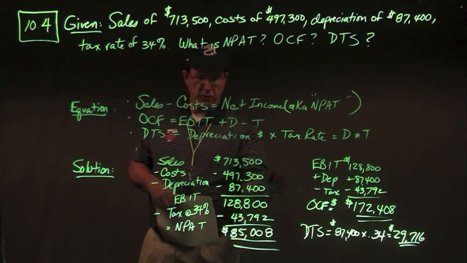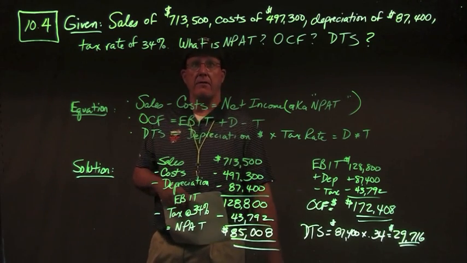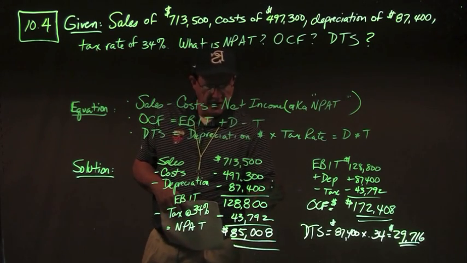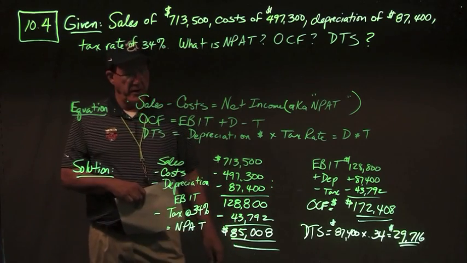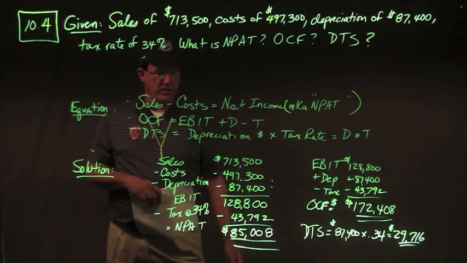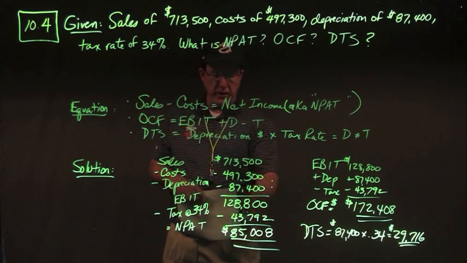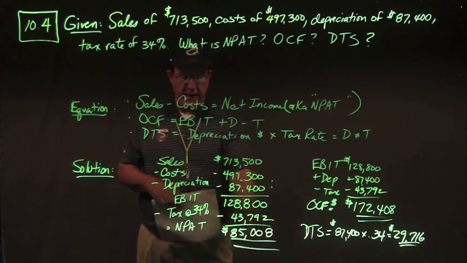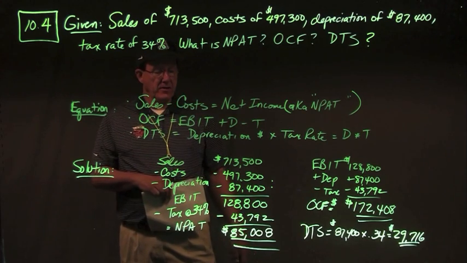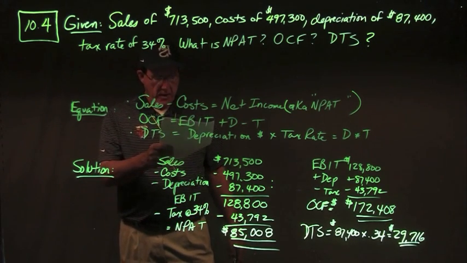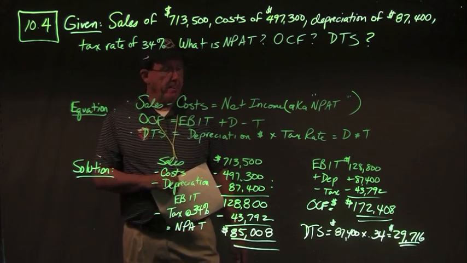$713,500 of sales, $497,300 of cost. Depreciation is $87,400. That leaves me with an EBIT, earnings before interest and taxes, of $128,800. I take 34% of that, and I get $43,792 in taxes for a net income of $85,008. That is my NPAT, or net income.